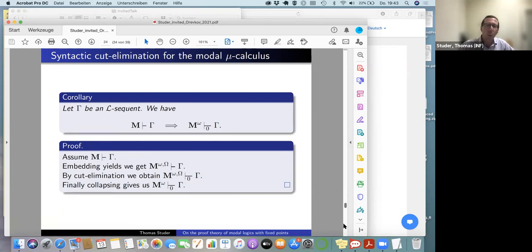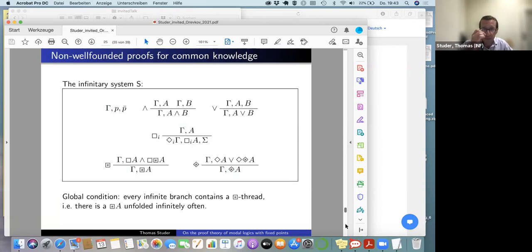Now there is another way how one can come up with infinitary systems for these fixed point logics. So what one can do is, we have the unfolding for the dual of common knowledge just before. And now also for common knowledge, we just do the unfolding of the fixed point. So we don't have this induction rule, we just unfold the fixed points. That's all that we do. Now, if you do proof search, then of course, maybe the proof search does not end because you can always unfold and unfold and unfold again. And here this is actually good.